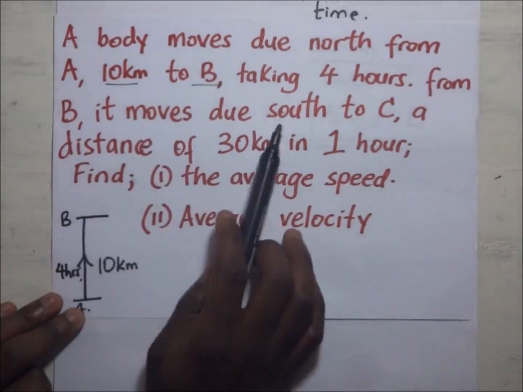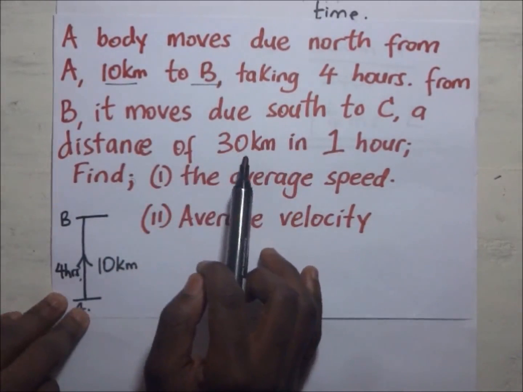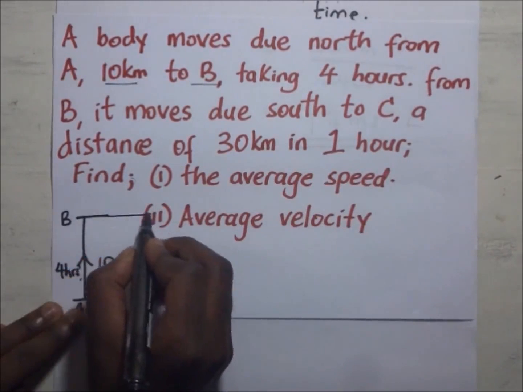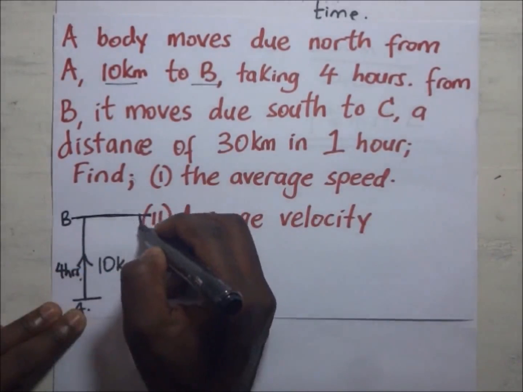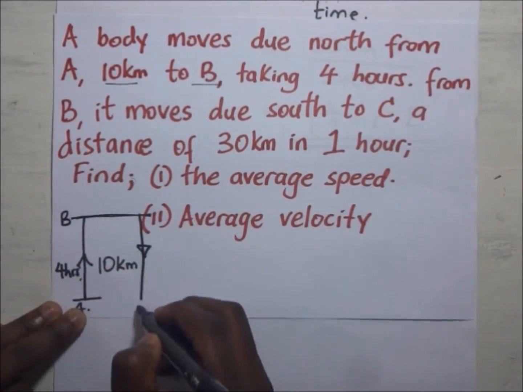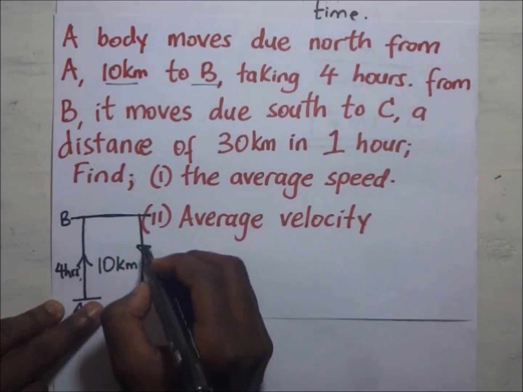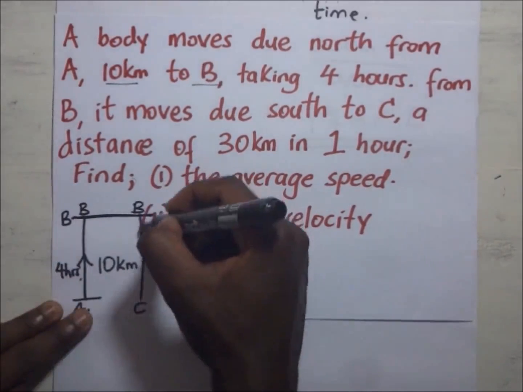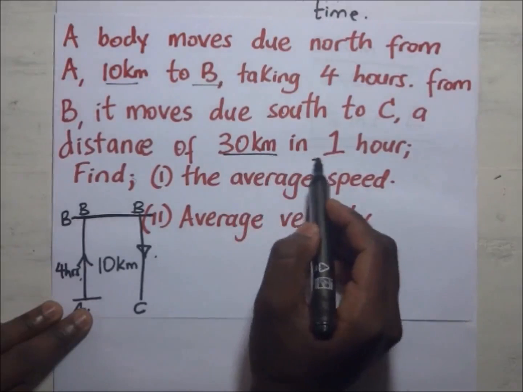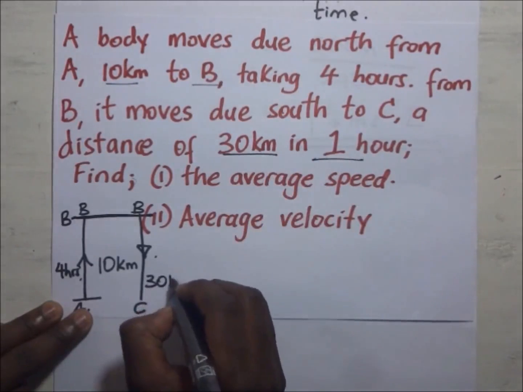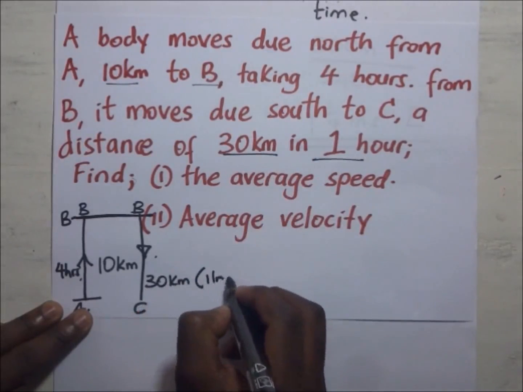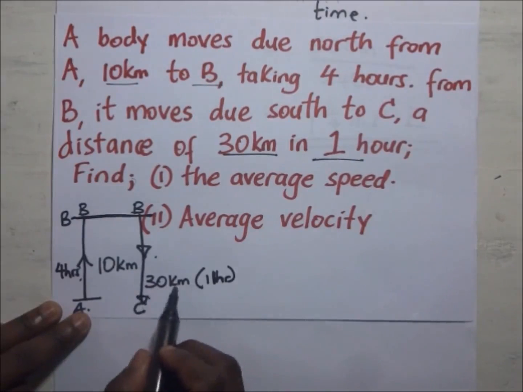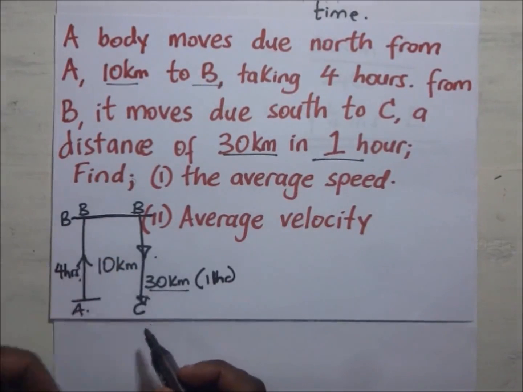From B, it then moves due south to C at a distance that is 30 kilometers in 1 hour. So as it comes up to B, it's going to move back down to another point C. It is moving from this point B down to C, which is 30 kilometers in 1 hour, so it's going to move 30 kilometers in 1 hour up to point C. Now this is 30 kilometers, this is 10 kilometers.